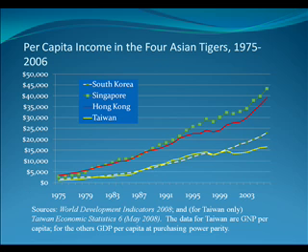The per capita income of the four Asian tigers rose steadily between 1975 and 2006. As you can see on this chart, the two richer countries are Singapore and Hong Kong, both of them small sort of island republics, whereas larger countries like South Korea and Taiwan have also risen in terms of per capita income, with Korea doing a little bit better than Taiwan, but nevertheless both of them really beginning to look like industrialized countries in terms of their per capita income.